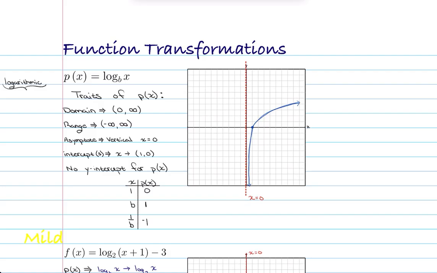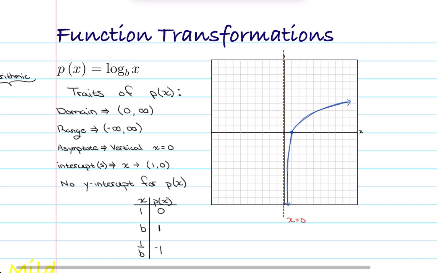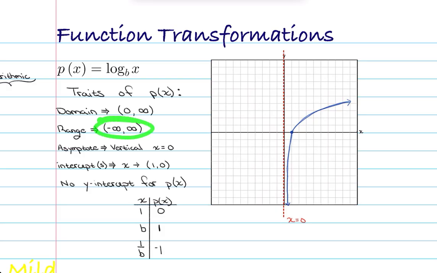So if your parent function is log base b of x, remember all that means is we can make our base anything we want, and then the x is our argument. The domain of a logarithmic function is from 0 to infinity, and the range is from negative infinity to infinity. Remember, anytime you see negative infinity to infinity, when you are transforming that, it doesn't change. You can't stretch infinity. You can't bump infinity up, down, right, left. It stays infinity. So we don't have to worry too much about that one.